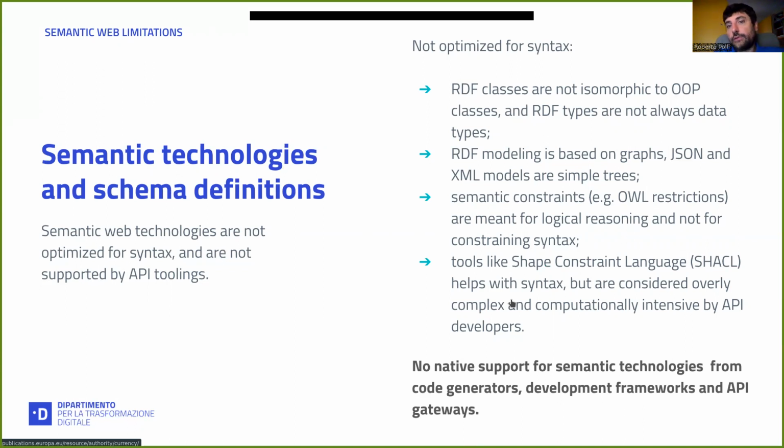There are tools like Shapes Constraint Language that help with syntax, but API developers consider them overly complex and computationally intensive. For all those reasons and more, there is no native support for semantic technologies from commercial off-the-shelf code generators, development frameworks, and API gateways.